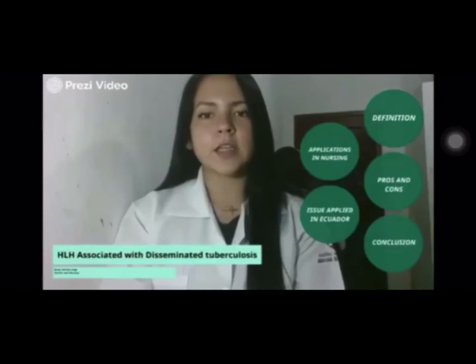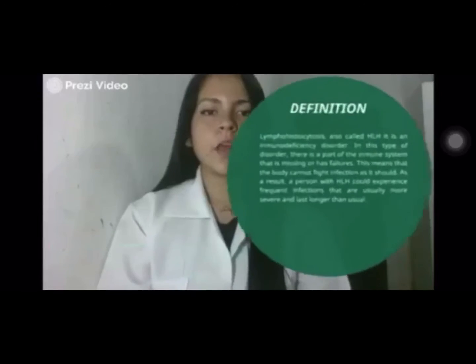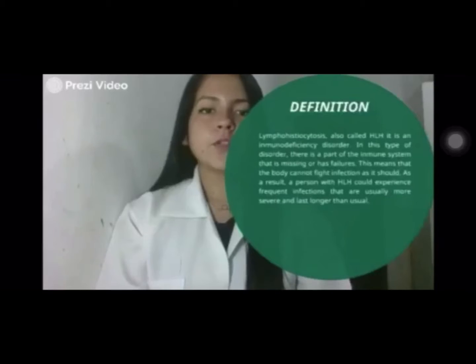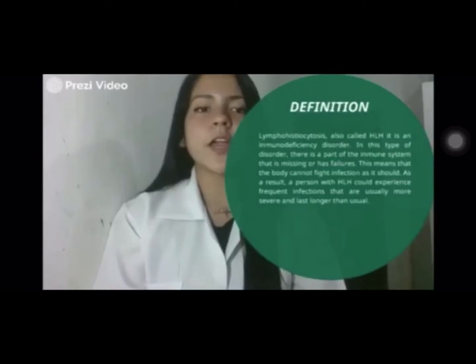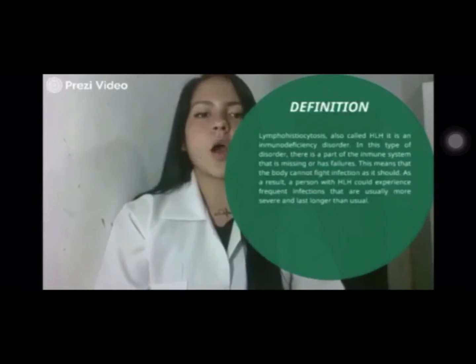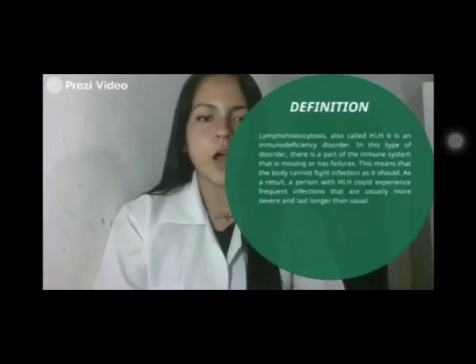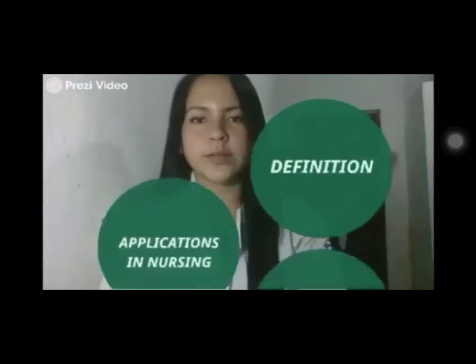My topic is HLH association with disseminated tuberculosis. Definition. HLH is an immunodeficiency disorder. In this disorder, a part of the immune system is missing or fails. That means that the body cannot fight infection as it should. As a result, a person with HLH could experience frequent infections that are usually more severe and longer lasting than usual.